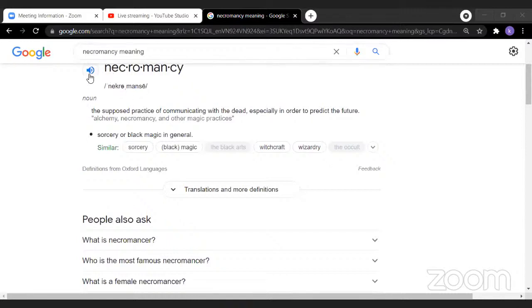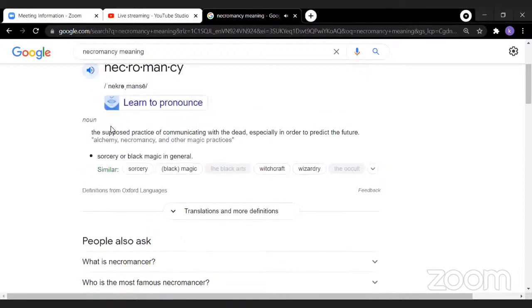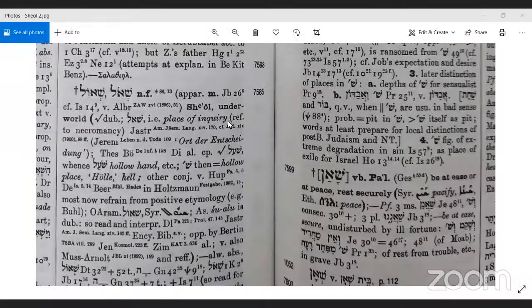Necromancy. The supposed practice of communicating with the dead, especially in order to predict the future. Sorcery, or black magic in general. Witchcraft, wizardry. Y'all see that? All right, let's go back to it. Okay, so here we are. So place of inquiry, reference to necromancy, right?